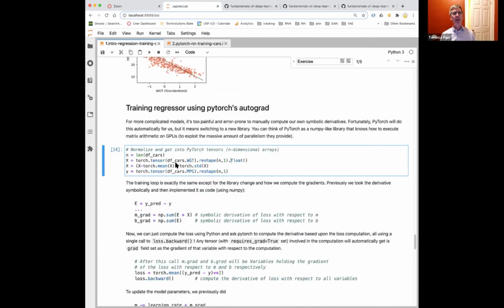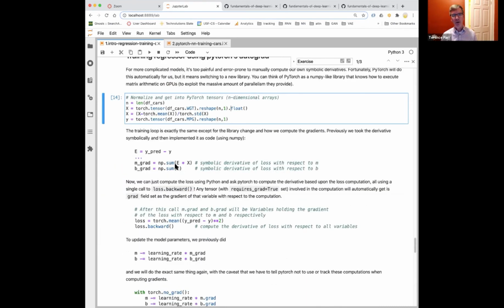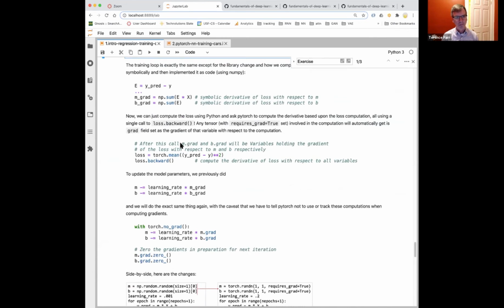So all I'm doing now, I showed you how to do NumPy to solve the problem. Now let's do the exact same thing except use Pytorch. And again, we're doing all of our own stuff. The only difference is that I'm using Pytorch tensors. So instead of np.std and np.mean, I'm doing torch. So I've normalized my vectors.